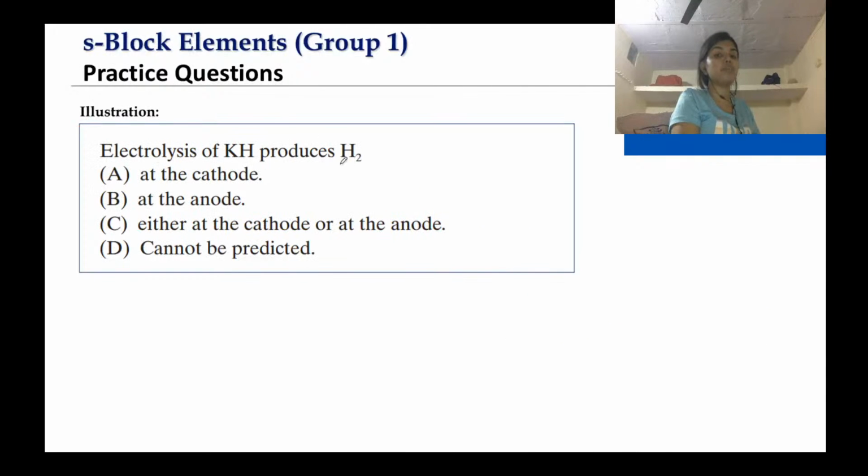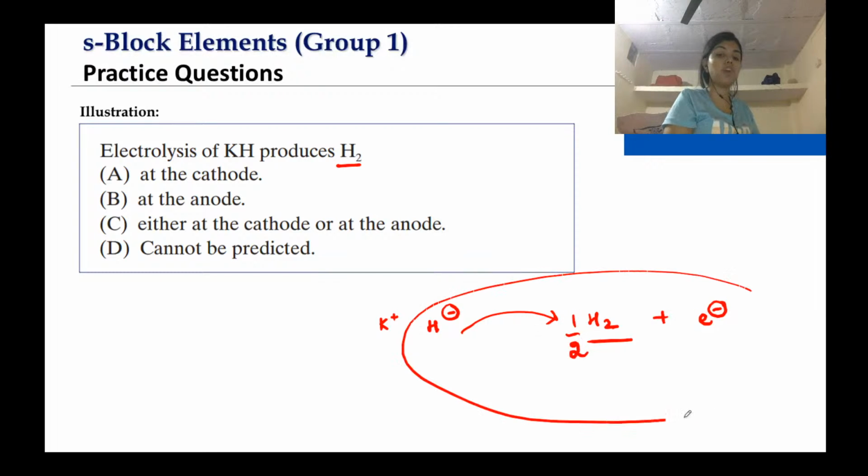Now the next question is, electrolysis of KH produces hydrogen. I'll give you a hint for this question. It is K plus and H minus, right? So from H minus you have to produce H2. So this will be done on which electrode? Cathode or anode? H minus is converting into H2. That means H minus is losing electron, and loss of electron takes place at which electrode?